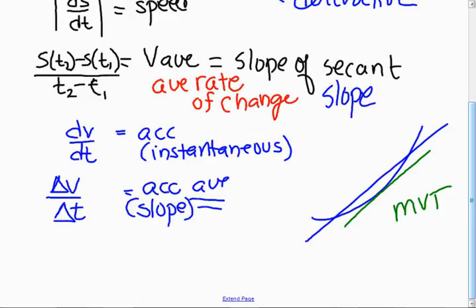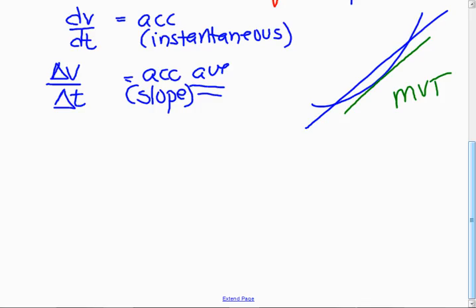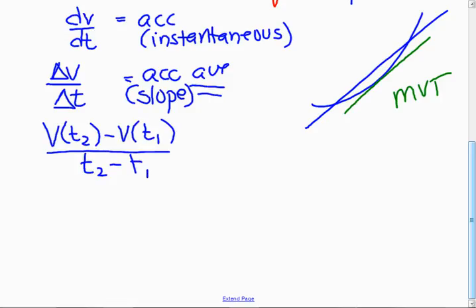You got to think. Well, it's too much memorizing otherwise. So to find your average acceleration, you would find the velocity at T2 minus the velocity at T1 over T2 minus T1. The derivative is at an instant. 1 point. Make sense? Okay.